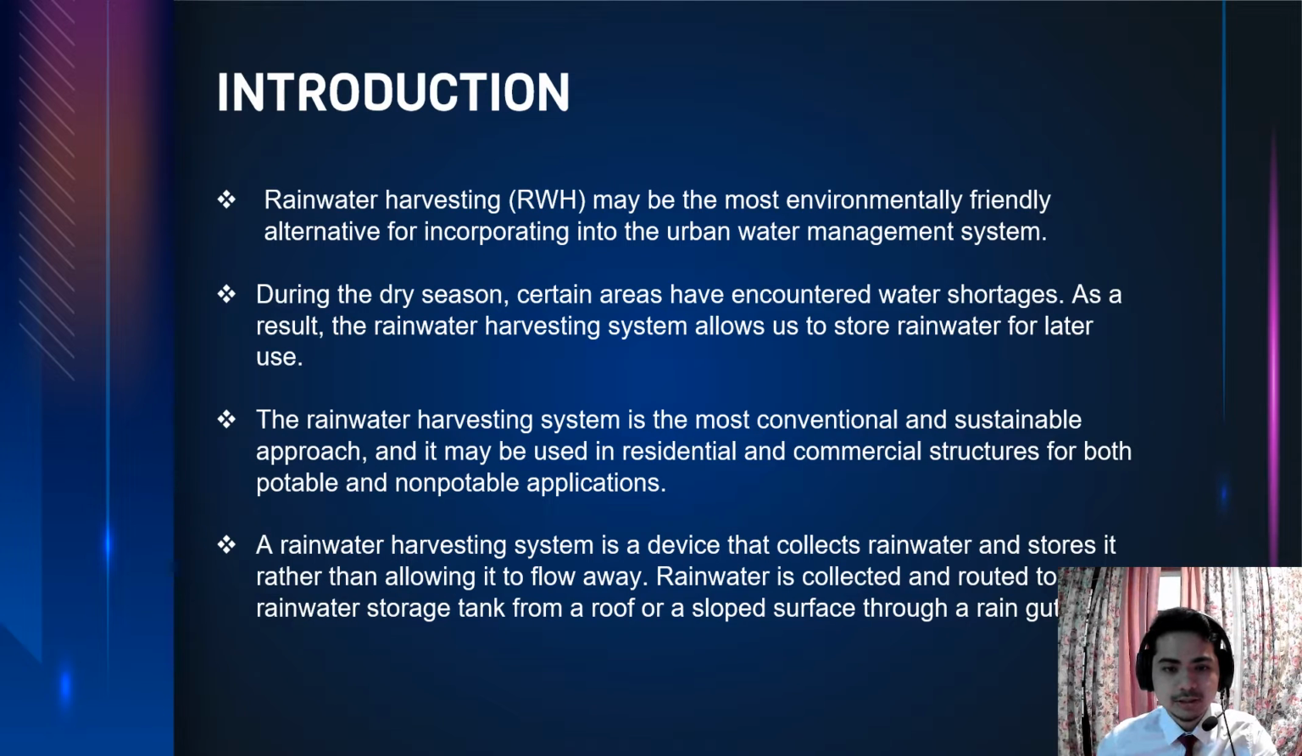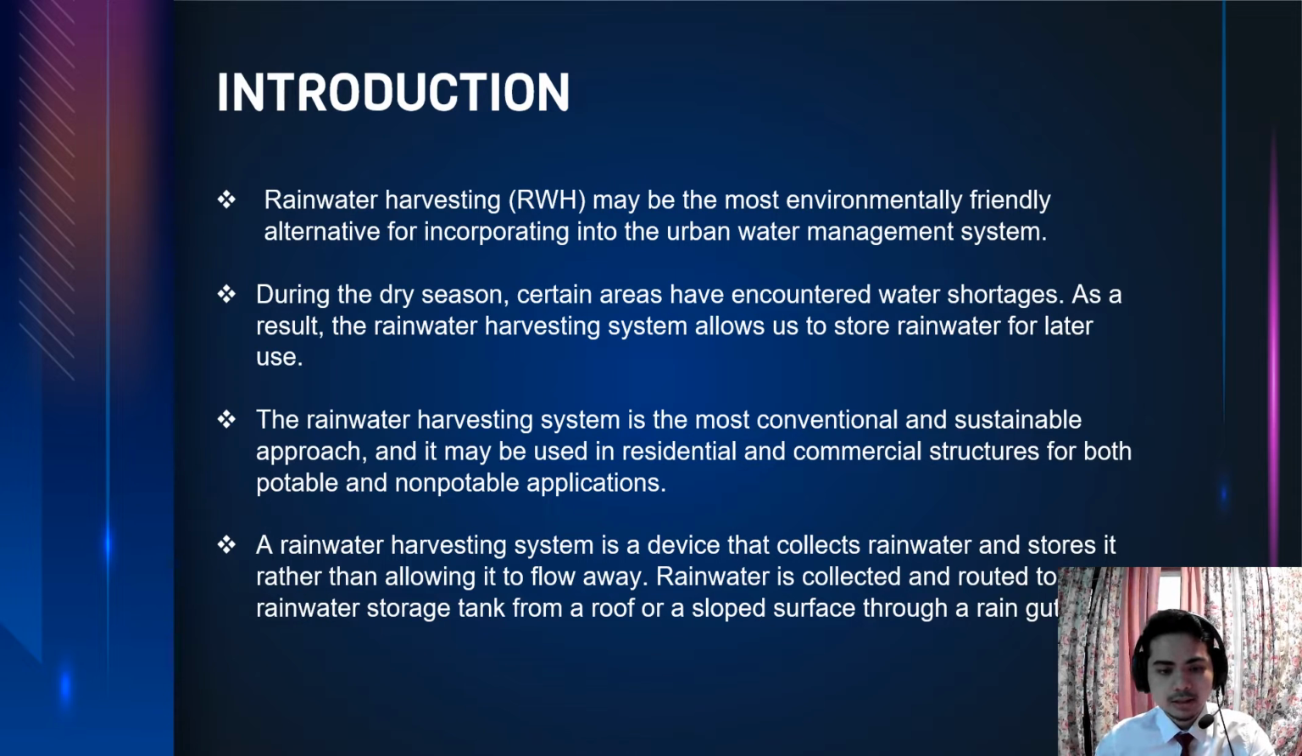For the introduction, first we should know what rainwater harvesting is and how significant the system is to the community. Rainwater harvesting may be the most environmentally friendly alternative for incorporating into the urban water management system. For instance, during the dry season, certain areas have encountered water shortages. As a result, rainwater harvesting systems allow us to store rainwater for later use. Apart from that, the rainwater harvesting system is the most conventional and sustainable approach, and it may be used in residential and commercial structures for both potable and non-potable applications.